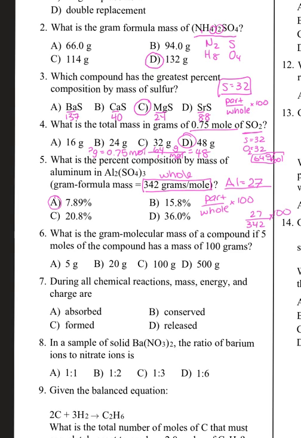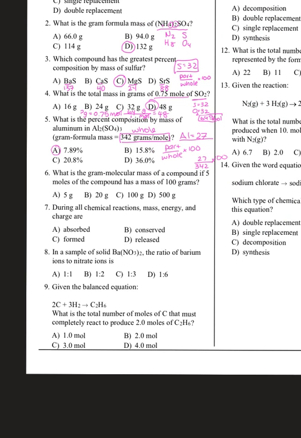Okay. 6. What is the gram molecular mass of a compound if 5 moles of the compound has a mass of 100 grams? Okay, this is another dimensional analysis problem, but it's asking for the gram molecular mass, which is usually grams per mole. So how do we set this up? Well, all of our choices are giving us grams, so we know we're looking for grams. How many grams? And we're looking for how many grams are in 1 mole. We are looking to find out how many grams are in 1 mole because we're looking for grams per mole.